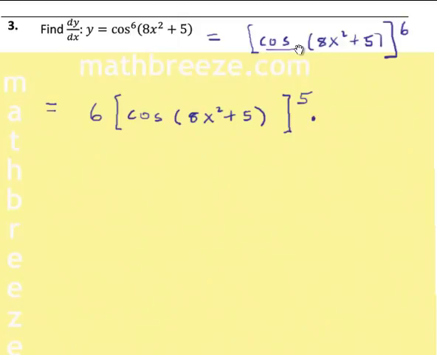Now we're going to multiply by the derivative of the inner function. Remember that the derivative of cosine is minus sine. So here we have minus sine 8x squared plus 5. And now the derivative of 8x squared plus 5, again using the chain rule, is 16x.